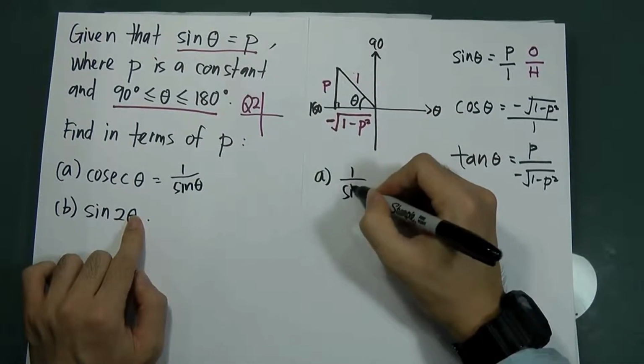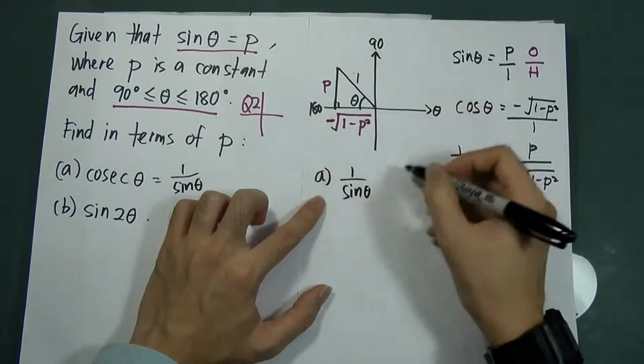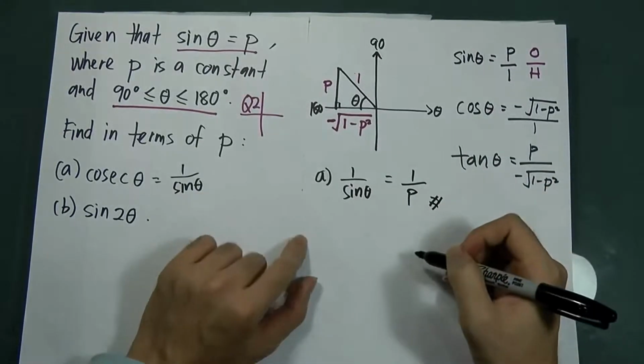1 over sine angle. He says your answer can be in terms of P. So what is sine angle? Sine angle is equal to P. So this one actually is 1 over P. Done. I think it's 1 mark only.